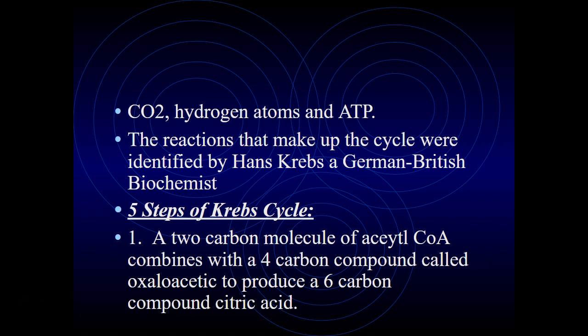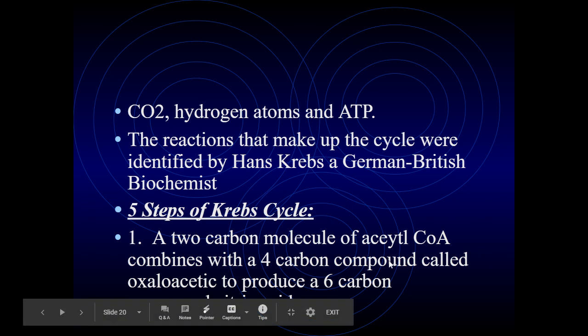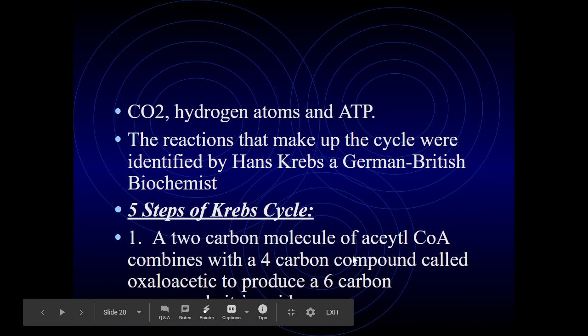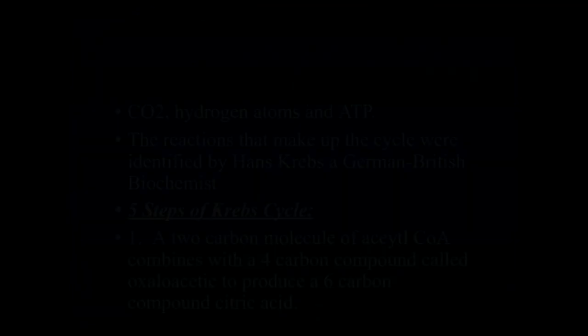So a 2-carbon molecule of acetyl coenzyme A combines with a 4-carbon compound called oxaloacetic acid to produce a 6-carbon compound called citric acid.